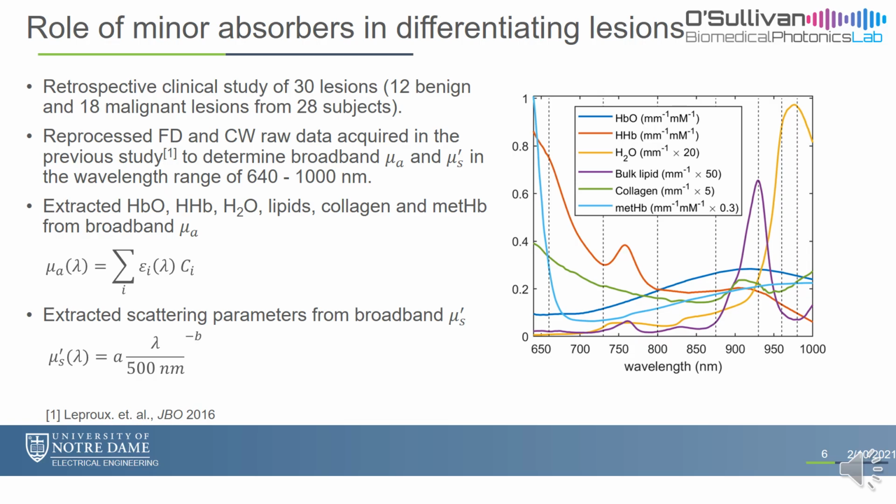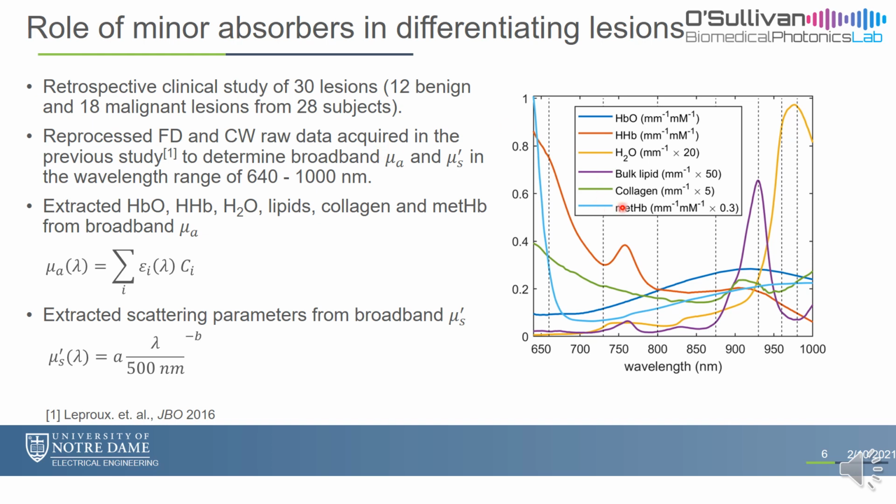So we performed a retrospective clinical study involving 30 lesions, 12 benign and 18 malignant lesions from 28 subjects. We reprocessed the raw data, which included frequency domain data and continuous wave data, and determined broadband absorption and reduced scattering in a wavelength range of 640 to 1000 nanometers. Now, from the broadband absorption, we extracted all the chromophore values of interest.